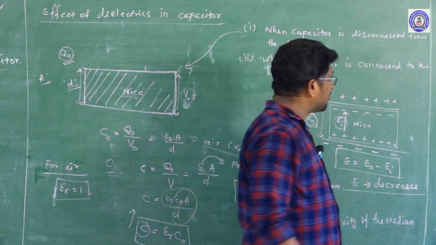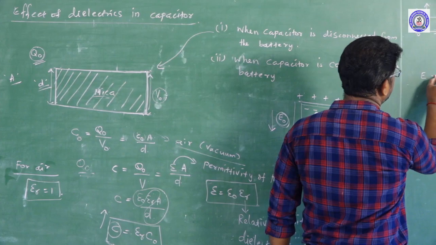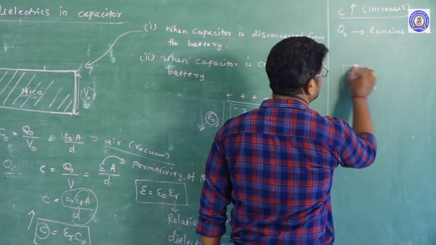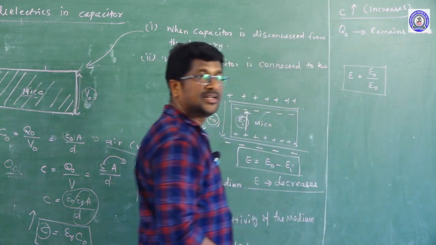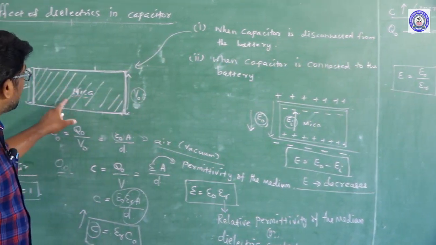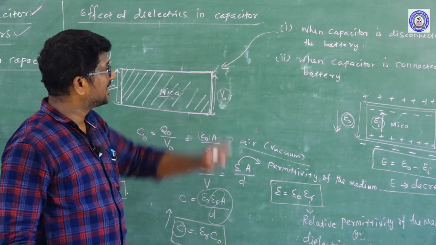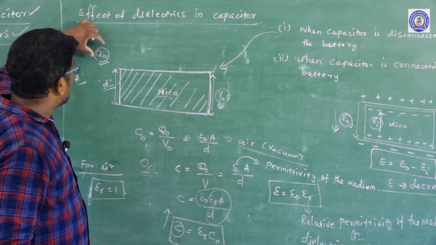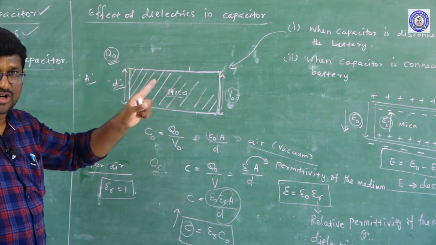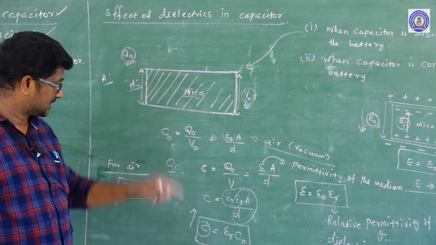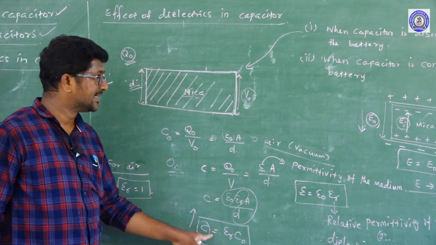Experimentally, it is given by the formula E is equal to E naught divided by epsilon naught. Okay, listen. The dielectric material is introduced between the parallel plate capacitor. After that, the battery is disconnected from it. The amount of charge in the capacitor does not change. And the capacitance of the capacitor value increases.